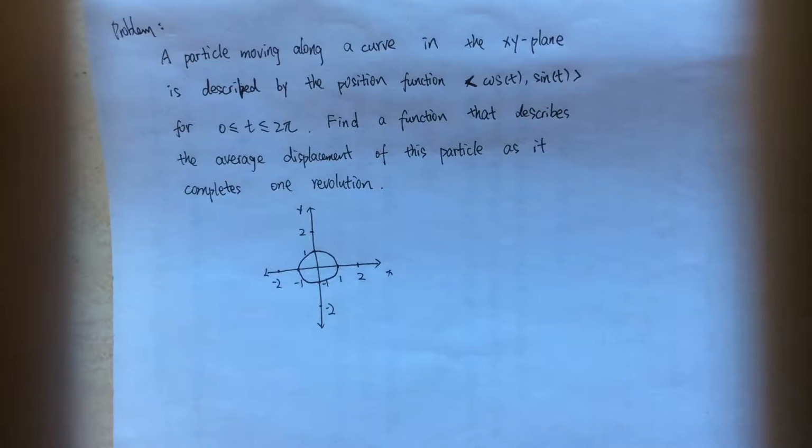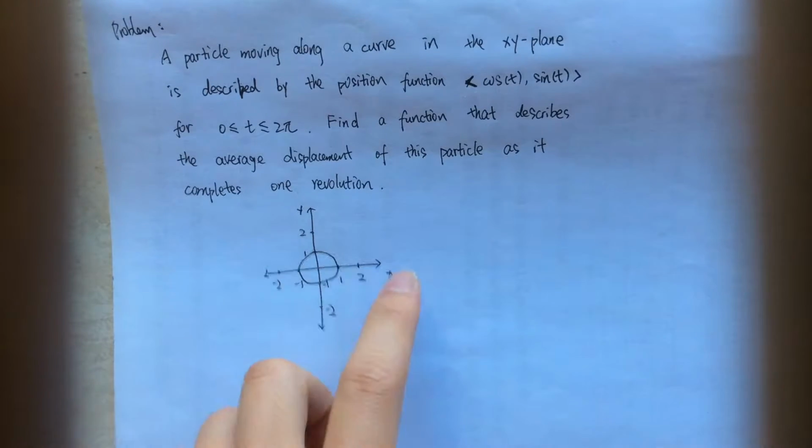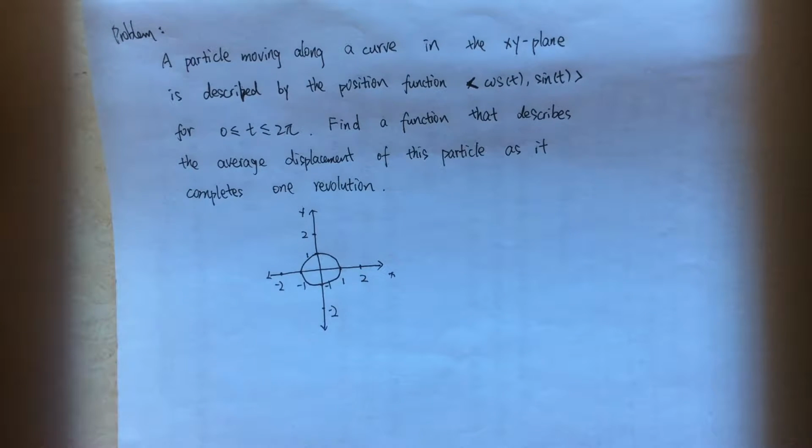Okay everyone, here is the problem. A particle moving along a curve in the xy plane is described by the position function cosine t, sine t, for t between 0 and 2 pi. Find the function that describes the average displacement of this particle as it completes one revolution. The question is asking us to find the function that describes the average displacement of this particle as it completes one revolution. Let's first analyze this diagram.